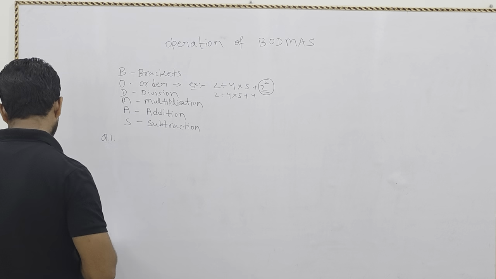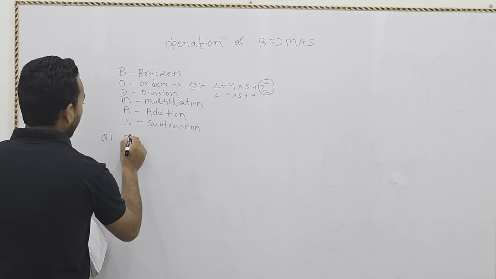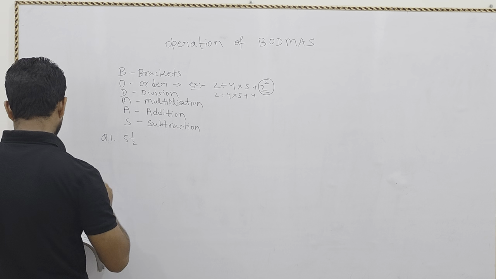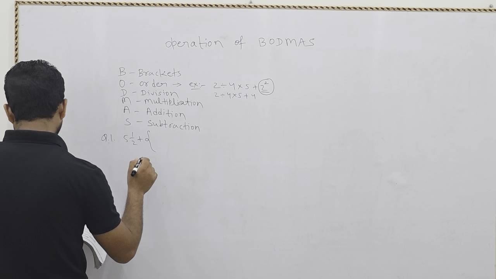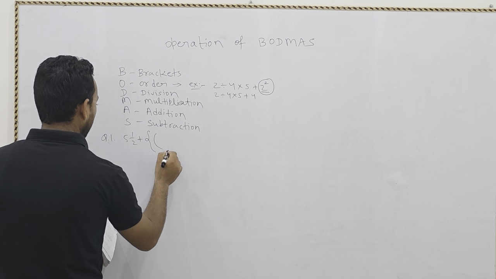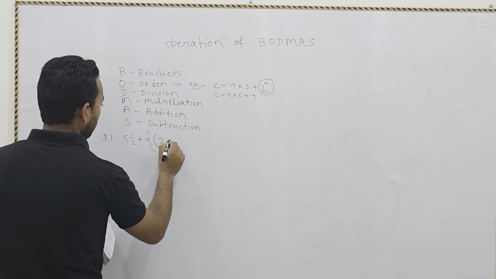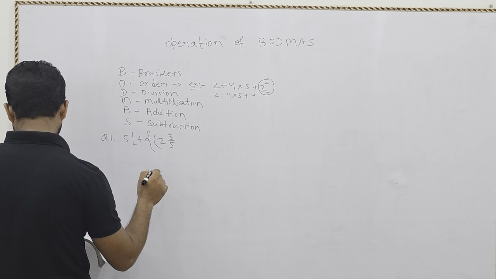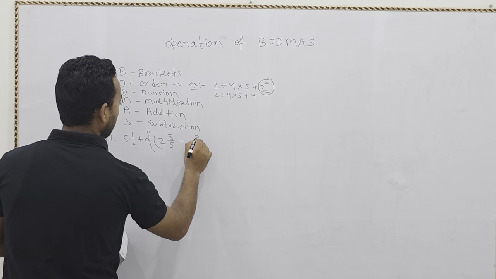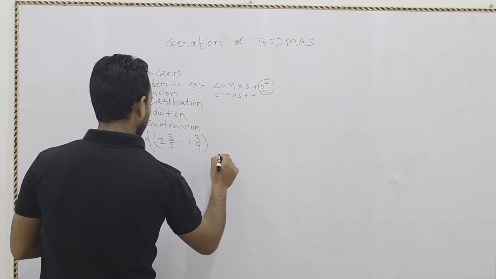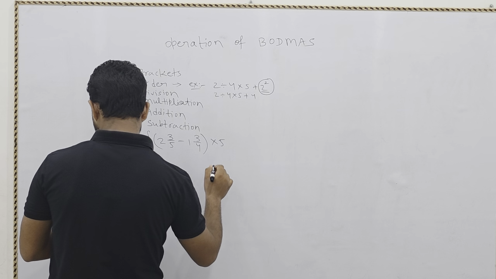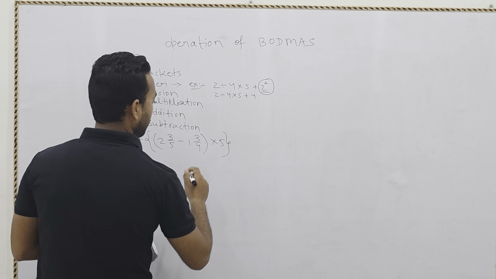Question number first. 5 1 by 2 plus, middle bracket, small bracket, 2 3 by 5 minus 1 3 by 4, bracket closed, multiply 5, middle bracket closed.